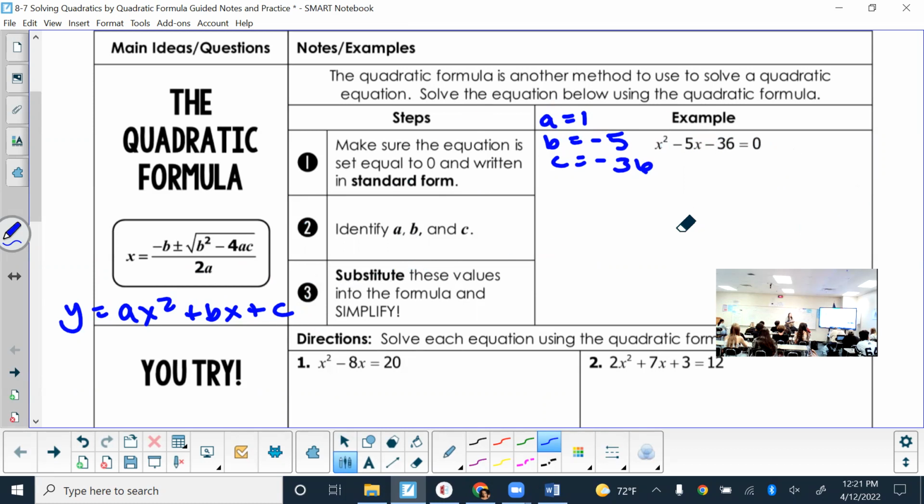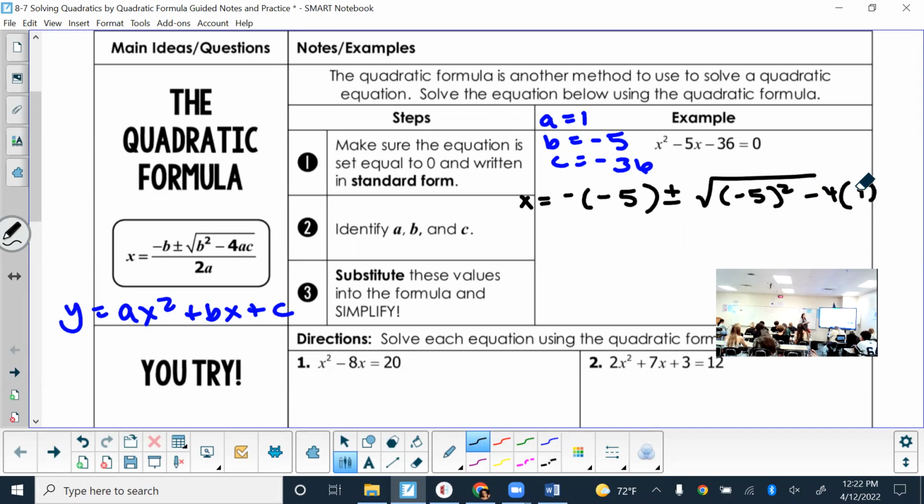Once you've identified your A, B, and C, you're going to plug it into your quadratic formula. So I get x equals, and anytime you plug stuff in, what should you use? Parentheses. So negative b, so -5, plus or minus the square root of b squared, which again is -5 squared, minus 4ac. So 4 times 1 times -36. All under that square root symbol.